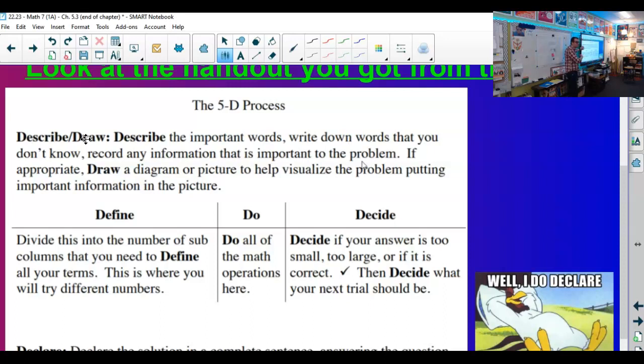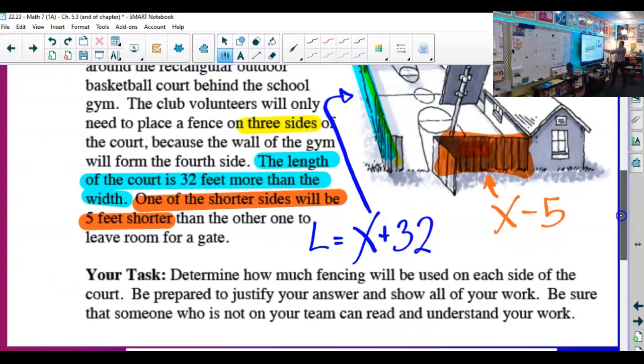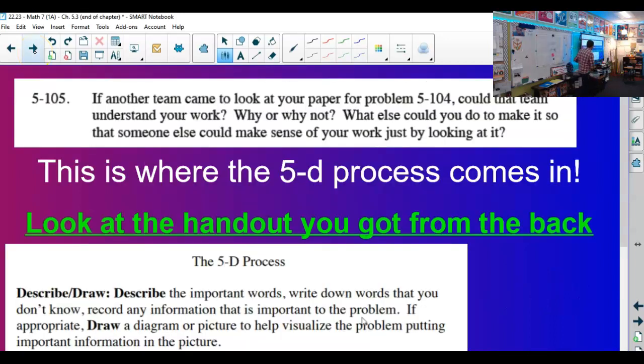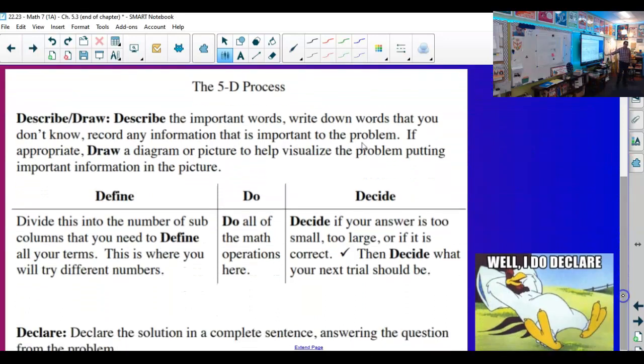All right, pause. Guys, we did this. At least if you did what I asked, we wrote down the important stuff. We said we're going to call this x. We said we're going to call this x plus 32. We're going to call that x minus 5. We know it all equals 183. But this is kind of a mess. So writing down what we know gets us started. Drawing a picture might get us started. But then what we want to do... Do what Mr. Hudson says. Well, not necessarily. Because actually, eventually I'm going to tell you forget the 5D process. But that'll be like in a month from now. We got a lot to learn before then.